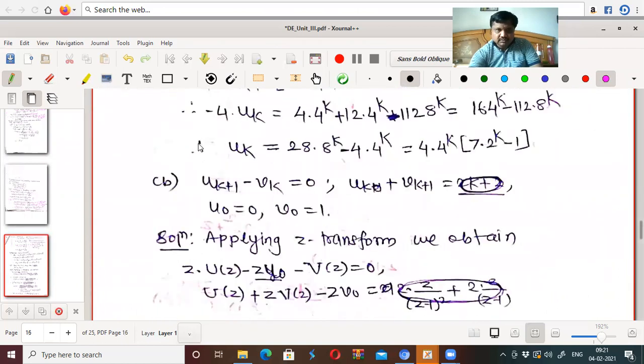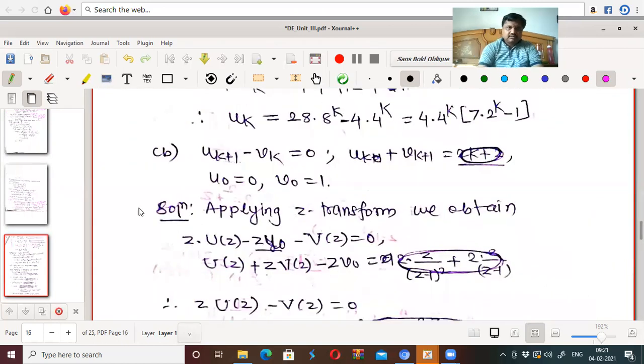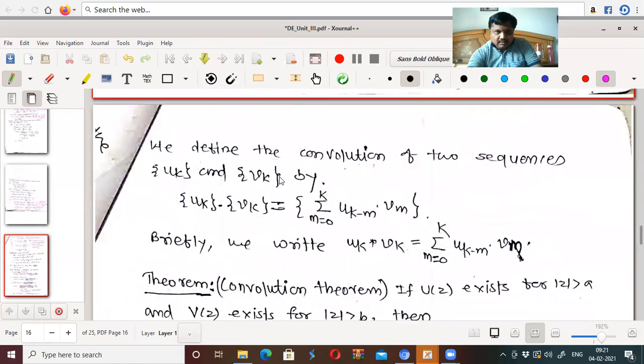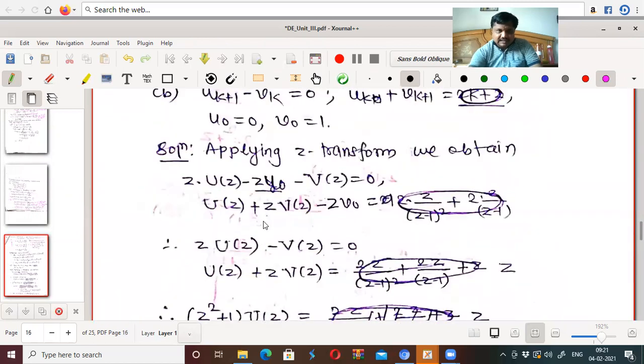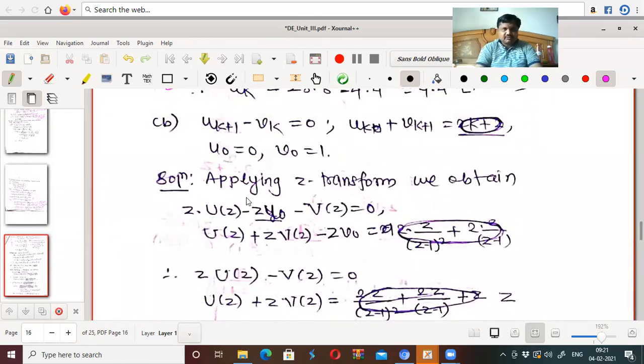We'll remove these for a while. Now, in the same way, this is another example we will solve. uk plus 1 minus vk equal to 0 and uk plus vk plus 1 equal to 0, under the conditions u0 equal to 0 and v0 equal to 1.